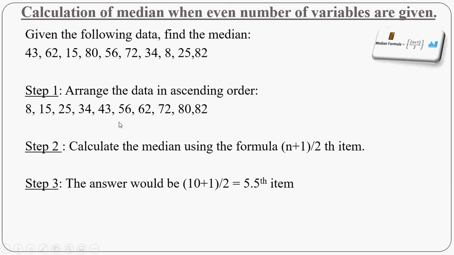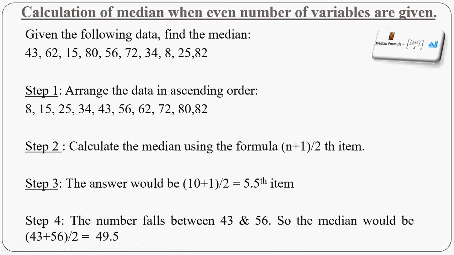This is what we need to do in the case of an even number. So we will get the result 49.5. So this is the method when an even number of variables are given. So this is clear. I hope these points are very clear to understand how to calculate median in the case of even numbers.